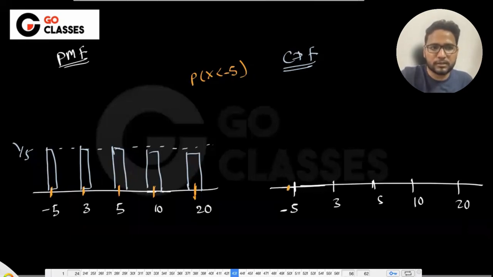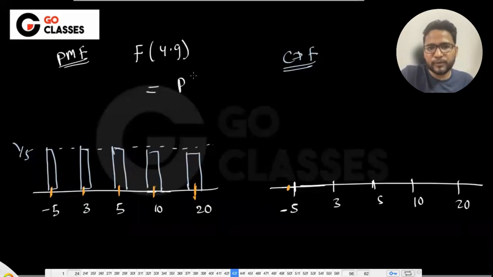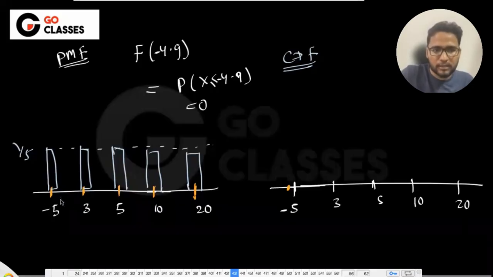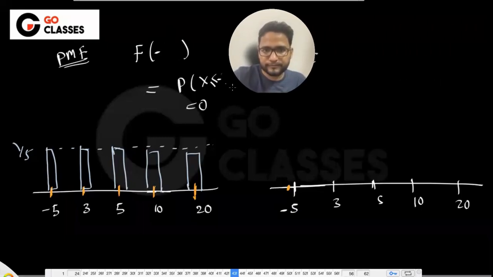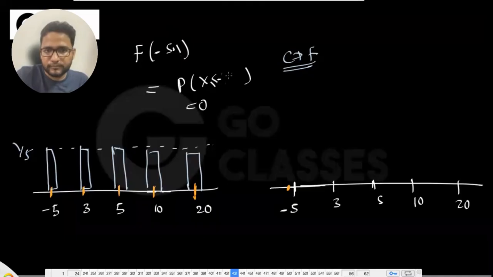Let's suppose I ask you, what is the CDF of F(-4.9)? You will say it is the same as P(X less than or equal to -4.9), which is 0, because less than -5 it is actually not defined. Maybe even -5.1. At these points, since there is no probability mass, the CDF was 0. Okay, so let me draw the CDF.